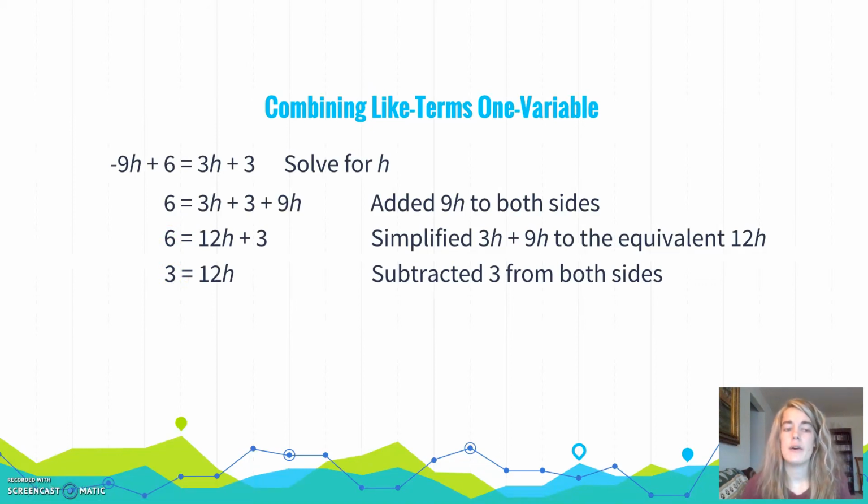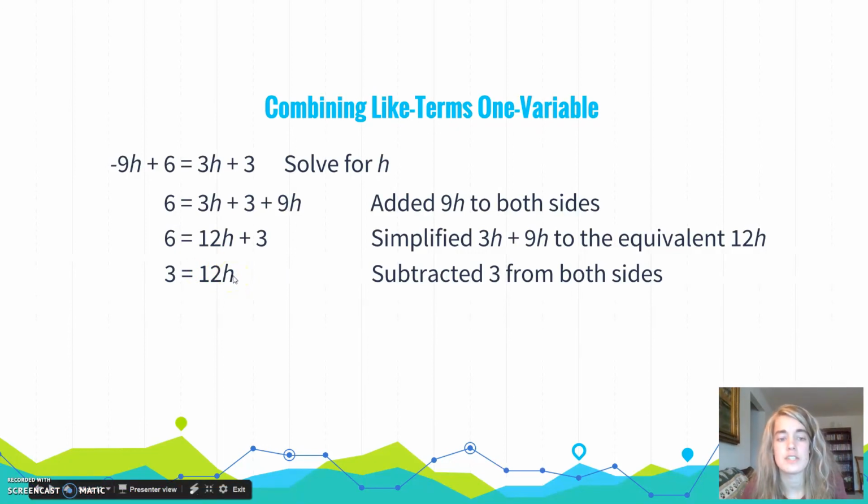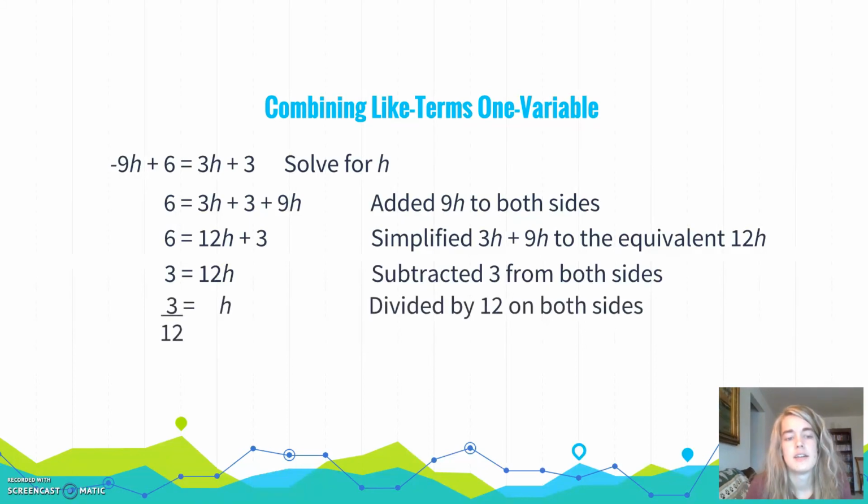Well, now we need to get rid of the 12. Remember, h wants to be by itself. So to get rid of this 12, we have 12 times, secret multiplication, 12 times h. Opposite of multiplication is division, so let's divide by 12 on both sides. This is where that fraction comes into play. We got h by itself, but we have the fraction 3/12.